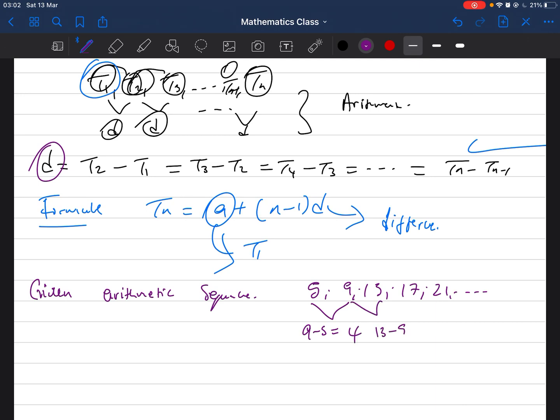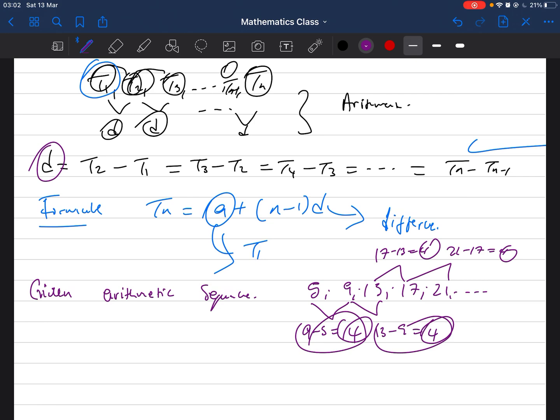Even this one, 13 minus 9 is 4. You see what I'm talking about? The differences are the same. You can even look at this one, 17 minus 13, which is 4. You can look at this one, 21 minus 17 is 4. So the difference is the same.